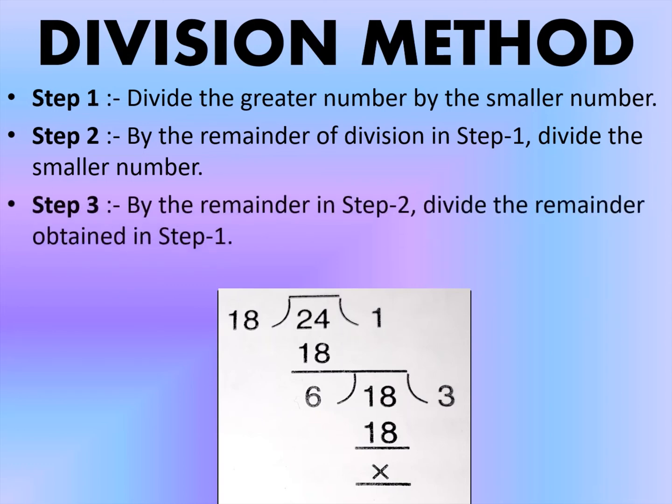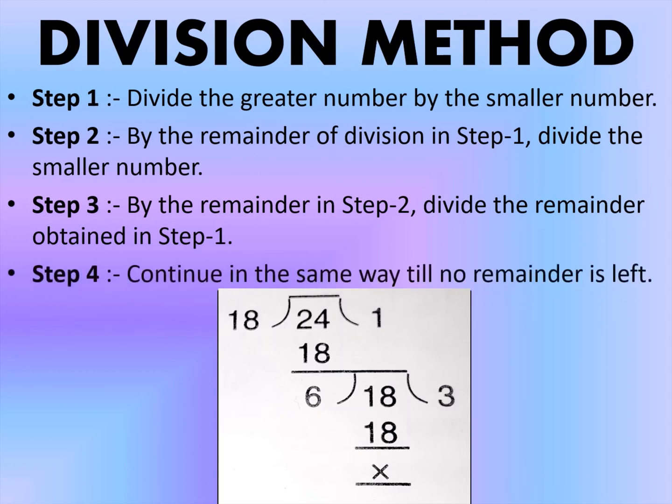Step 3. By the remainder in step 2, divide the remainder obtained in step 1. Continue in the same way till no remainder is left. In the example given below, 6 is the HCF of 18 and 24.